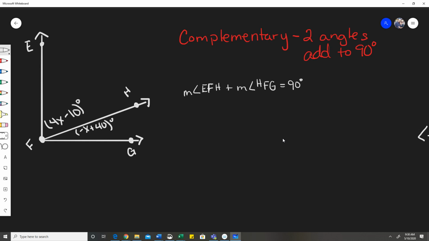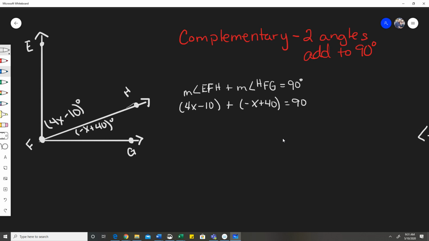So EFH is right here. HFG is right here. Now that we have that, let's look at actually solving for x. So EFH is 4x minus 10. And HFG is negative x plus 40. Those add up to be 90 degrees. Now, the first thing we have to do is solve for x. Once we solve for x, then we can go back and find what the actual measurements of each angle are.